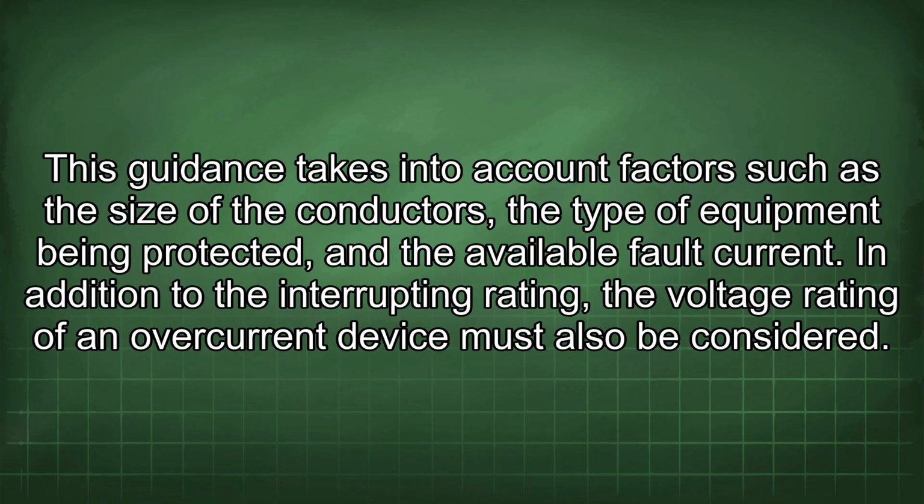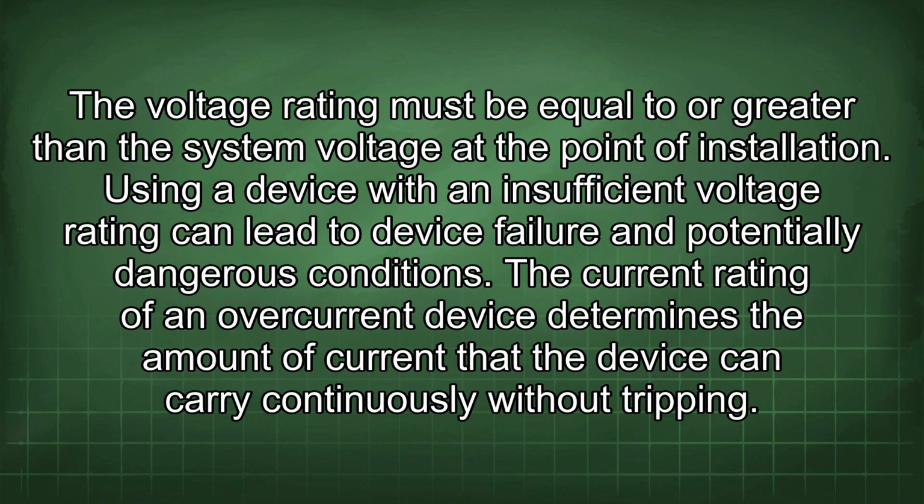This guidance takes into account factors such as the size of the conductors, the type of equipment being protected, and the available fault current. In addition to the interrupting rating, the voltage rating of an overcurrent device must also be considered. The voltage rating must be equal to or greater than the system voltage at the point of installation. Using a device with an insufficient voltage rating can lead to device failure and potentially dangerous conditions.